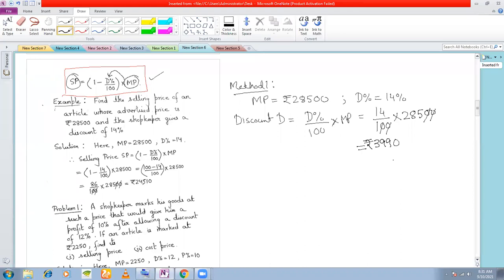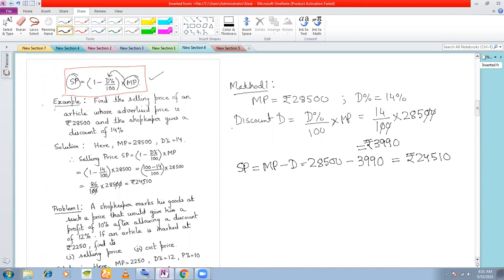Okay, this is the reduction in price that the shopkeeper is giving. Now I can calculate the selling price. Selling price we know is mark price minus discount. Mark price is 28,500 minus the discount 3,990, which is equal to rupees 24,510. Okay, this was method 1.